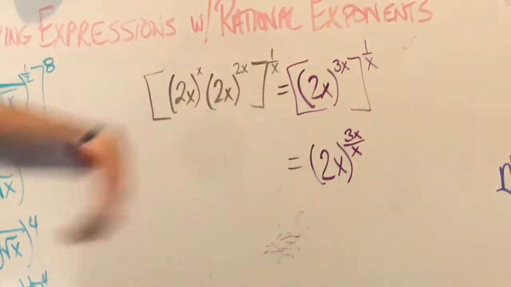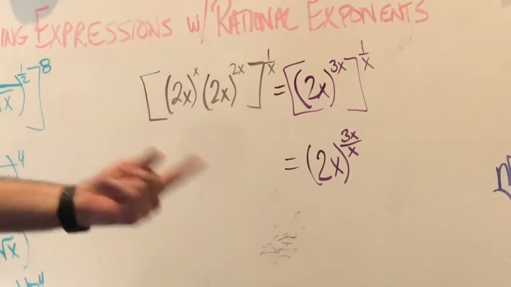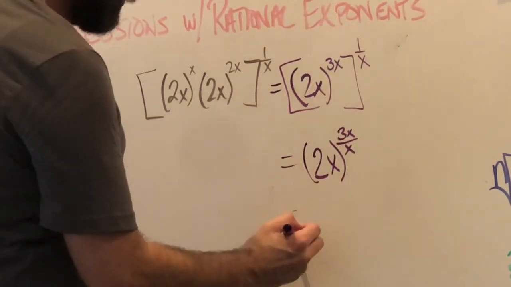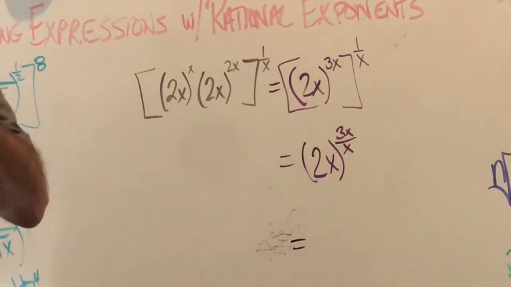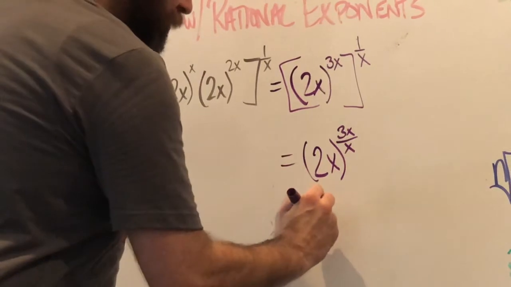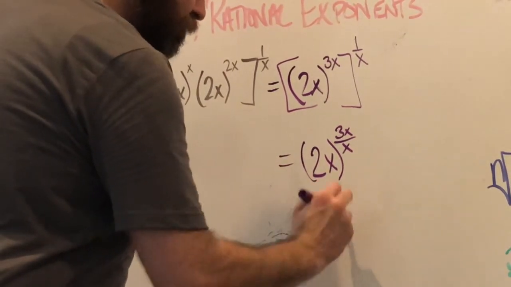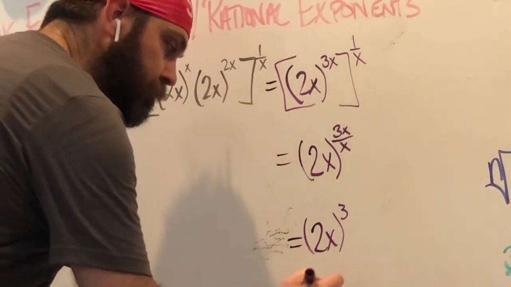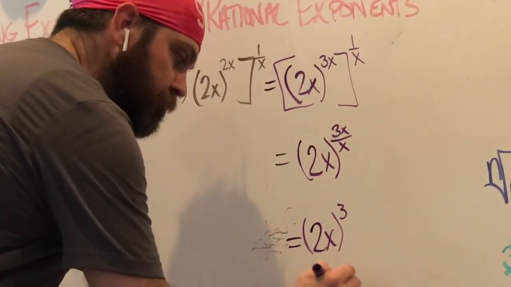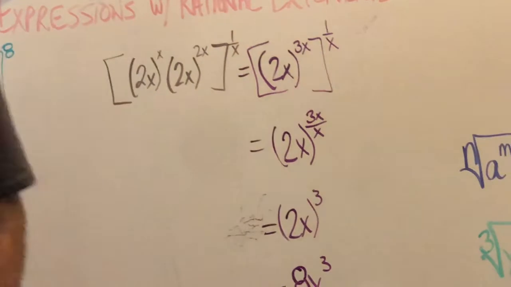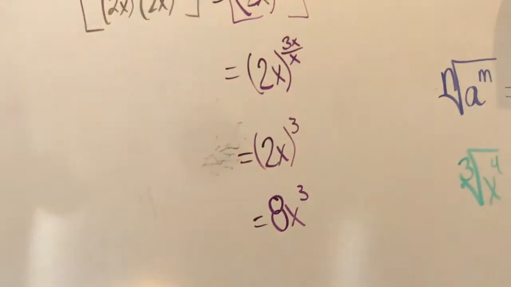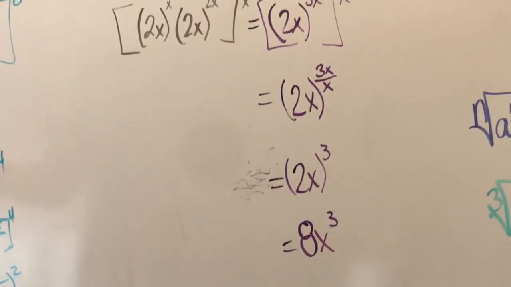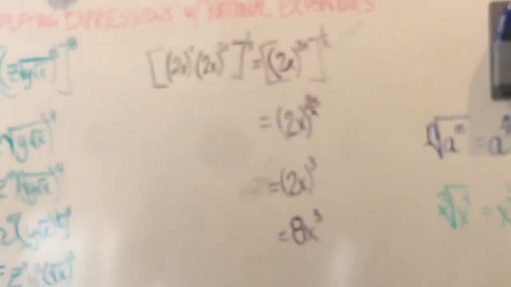Look at that exponent there. I see it can reduce. What's 3x divided by x? Remember, we just subtract our exponents here, so 1 minus 1 is 0. So really what we have is 2x cubed, or 8x to the 3rd power. Man, when you break it down, it's not so bad, right?